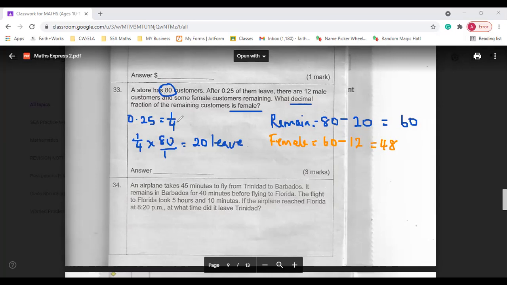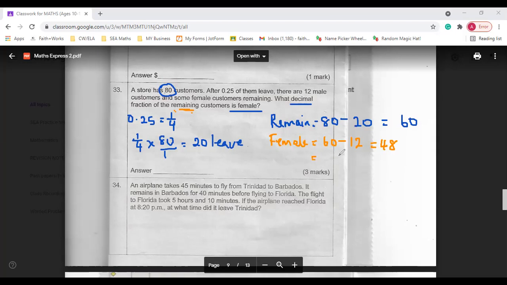So what decimal fraction of the remaining customers? So not even all the customers, the remaining customers. So you have to be very careful about that.